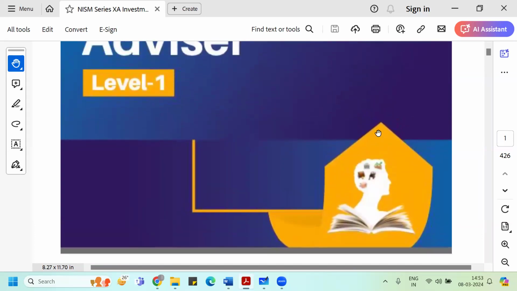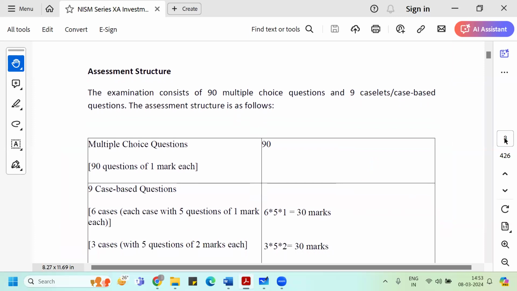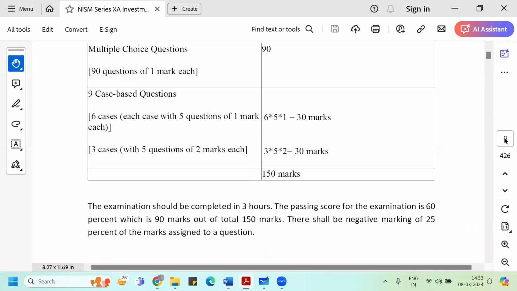Now discussing this exam, let me come to page number 8. In this exam you'll have around 90 multiple choice questions, and then you have to solve 9 caselets or case-based questions. I'll suggest strictly that when you write this exam, you first attempt the MCQs, then you can work on the case study questions.